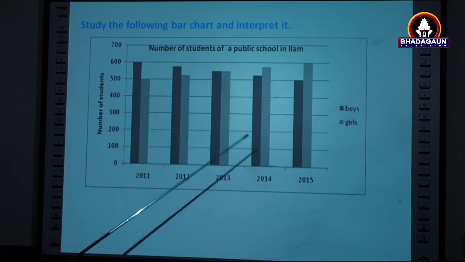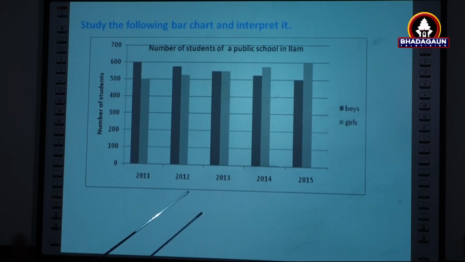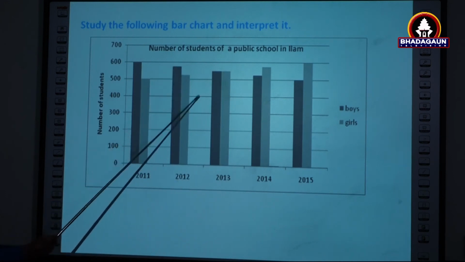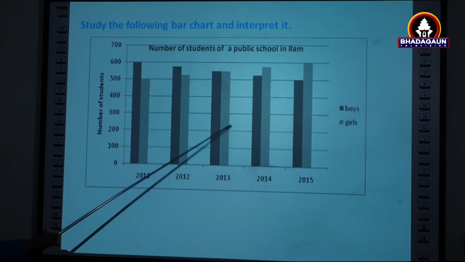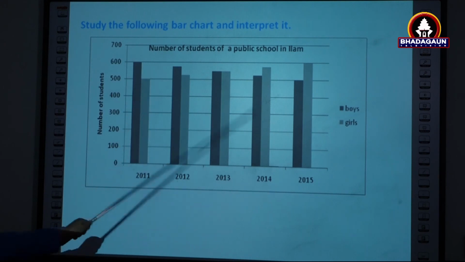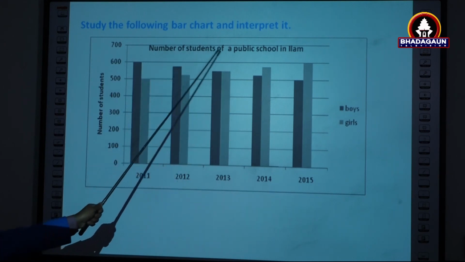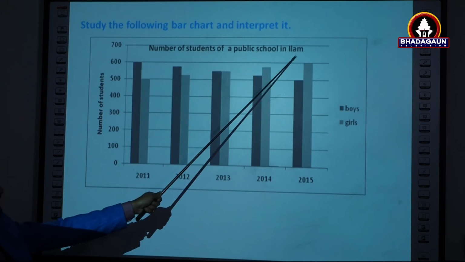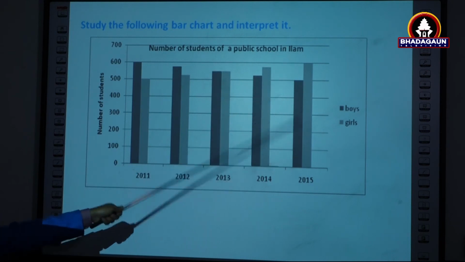So, now we have just made two sentences. The above given picture is a bar chart. First of all, we identified the title. What's the title of this picture? Number of students of a public school in Ilam. The title is already given. So, before writing the answer to this question, you put this title in your answer sheet and start writing the answer.